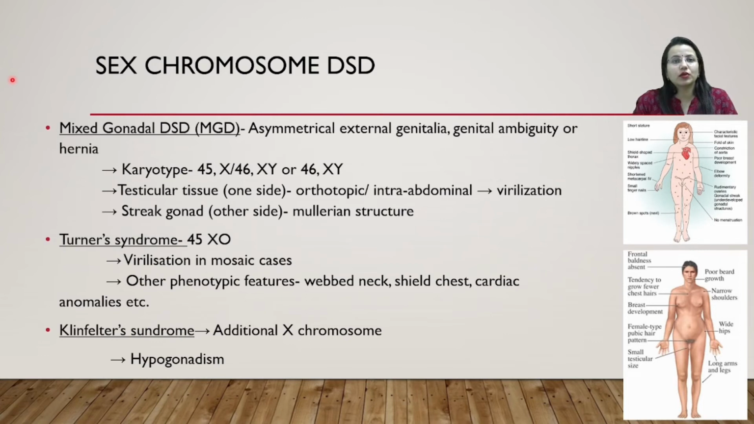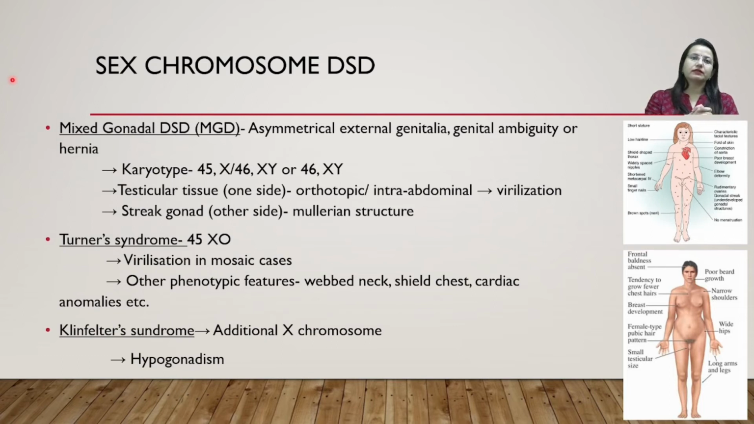They have a variable karyotype, which could be 45XO with 46XY, or 46XY in a pure case. Various mosaicism is also noted in cases of mixed gonadal DSD. One of the tissues is testicular, which can lead to virilization in these patients, and on the other side, it's a streak gonad with Mullerian structures.